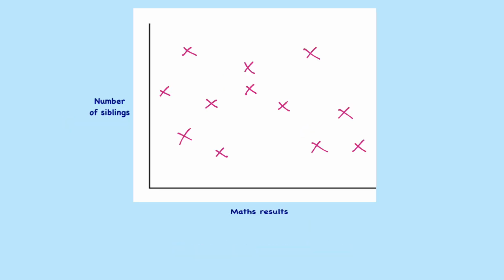Now in this next example, we're comparing the math results of a class with the number of siblings each student has. Now, as expected, there's no relationship between the two. Therefore, we say there is no correlation. It is important to point out that it doesn't matter which way around the data is plotted, i.e. in this example, we could have had number of siblings on the horizontal axes and the math results on the vertical axes.